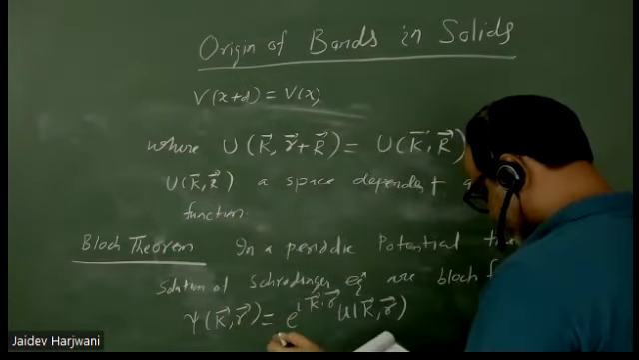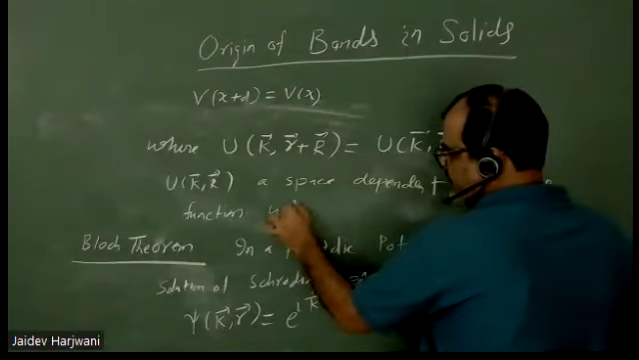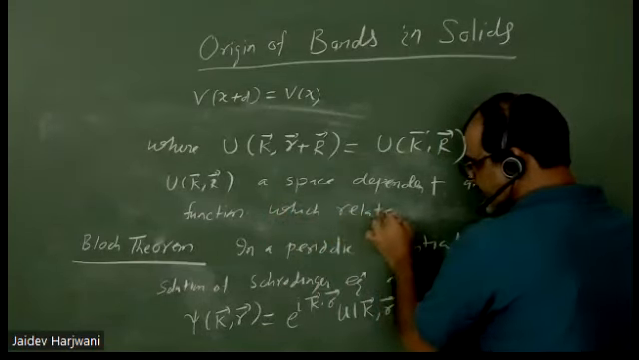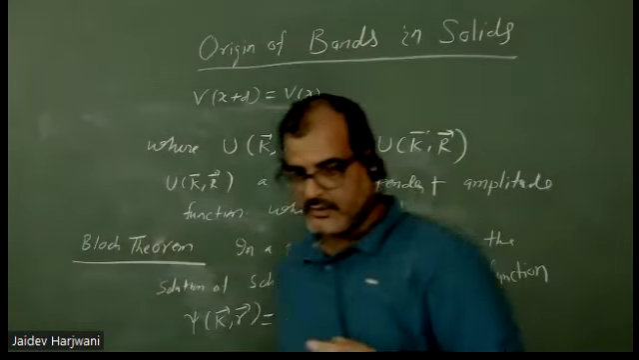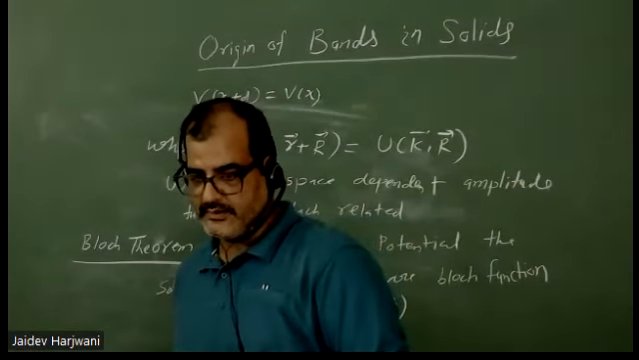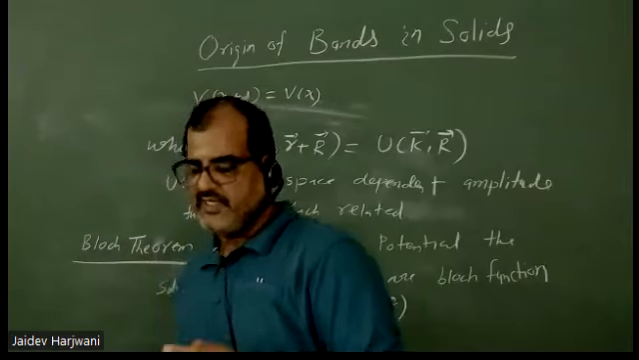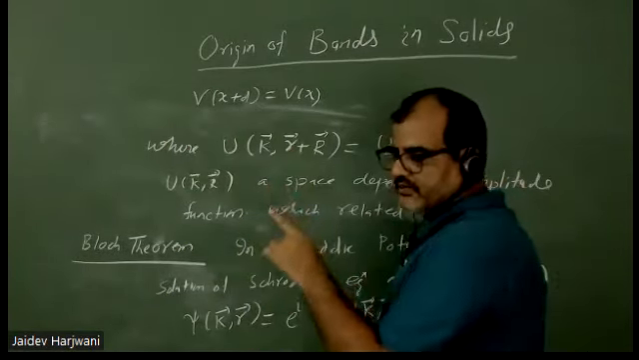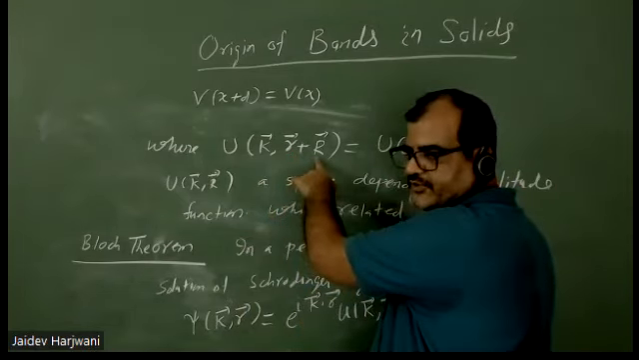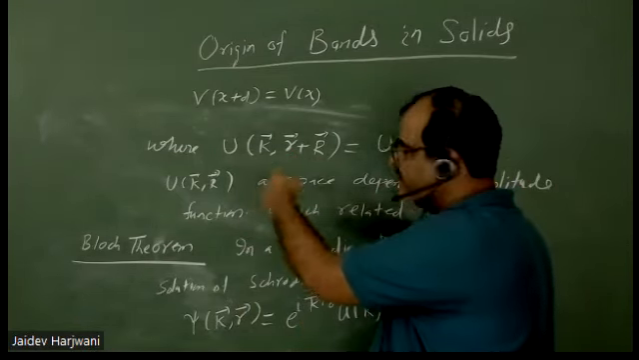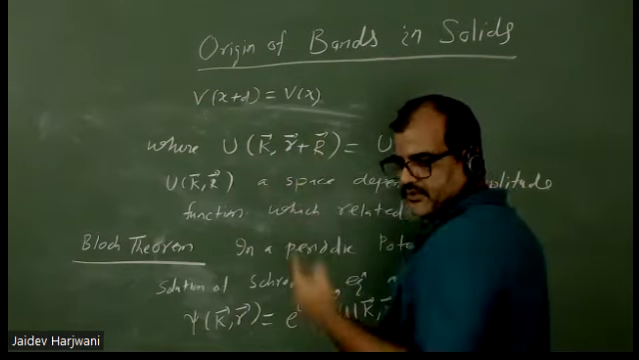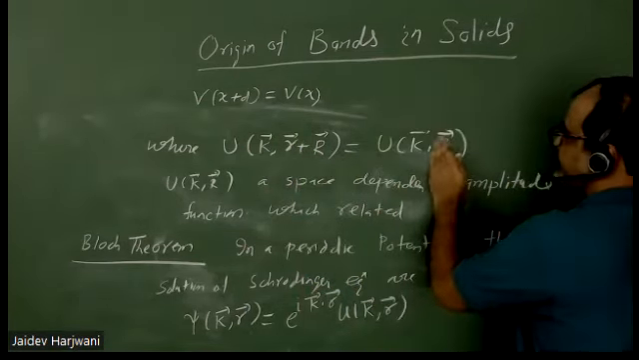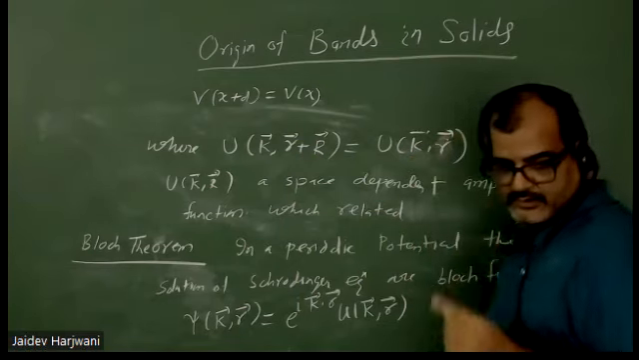Sir, which one is the periodicity? Small r is our normal position vector, and the periodicity is repeated by vector capital R. On the right hand side it should be smaller r. Yes, correct, it should be smaller.